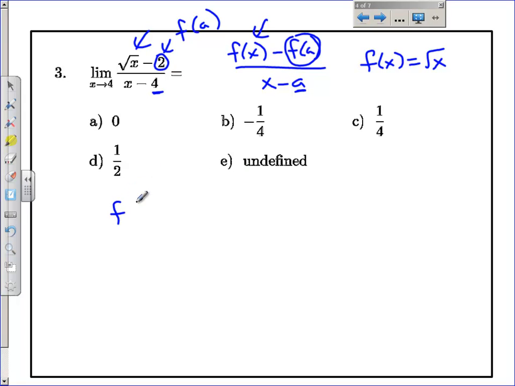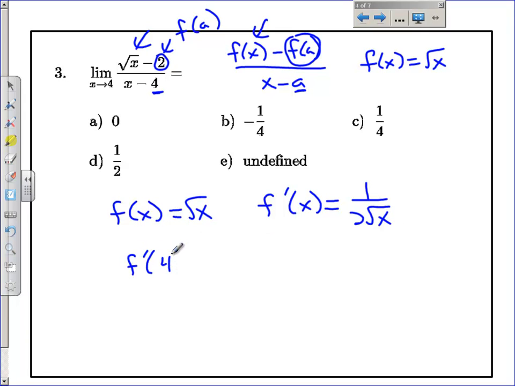So we want to find the derivative of f of x at the value 4. So we know that f prime of x is 1 over 2 square roots of x. So f prime at 4 is 1 over 2 square roots of 4, which is 1/4, which is right here.